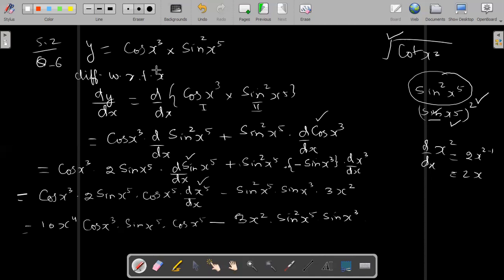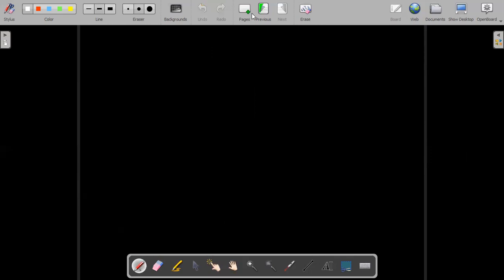Next part we have actually implicit functions, derivatives of implicit functions. What are implicit functions? I'll tell you. Implicit functions, derivatives of implicit functions. How will you find the derivative of an implicit function?